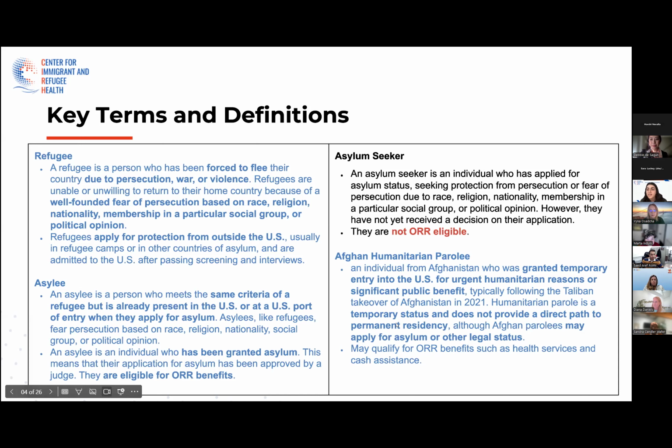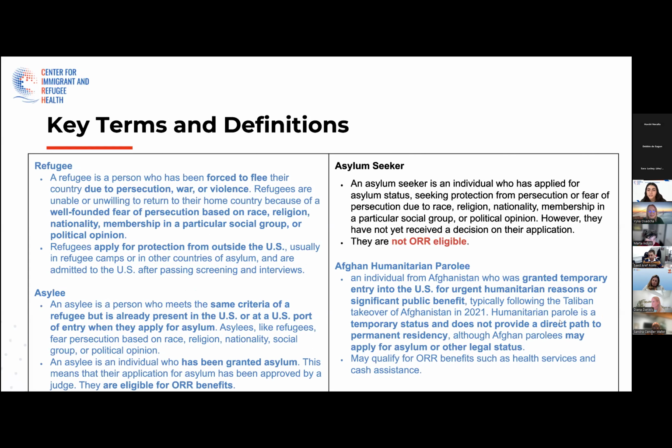Okay, I'm sure many of you are familiar with some of these terms, but we're just going to go over them anyways. So as you may know, a refugee is a person who's been forced to flee their country due to persecution, war, or violence. Refugees are unable or unwilling to return to their home country because of a fear of persecution based on race, religion, nationality, membership in a particular social group, or political opinion. Refugees apply for protection in the US outside of the US, so they're not here when they apply. And usually they can apply in refugee camps or in other countries of asylum and are admitted to the US after passing screening and interviews.